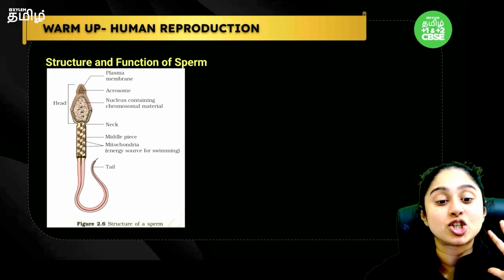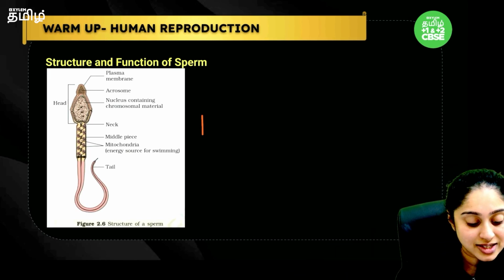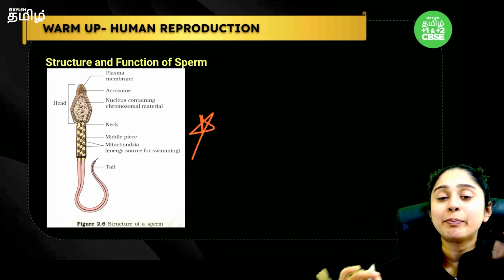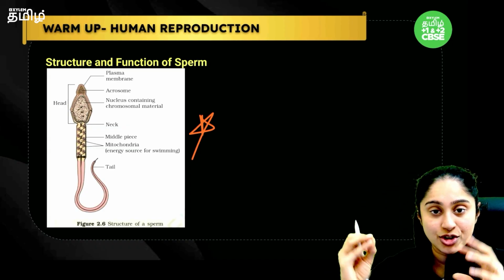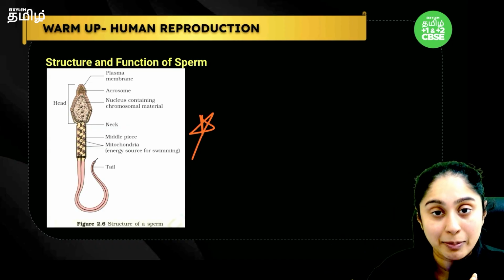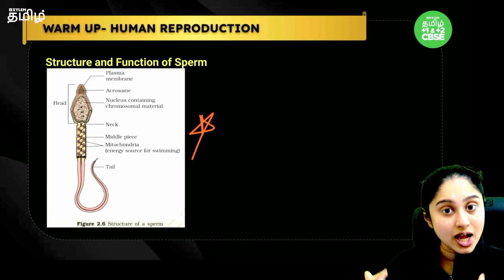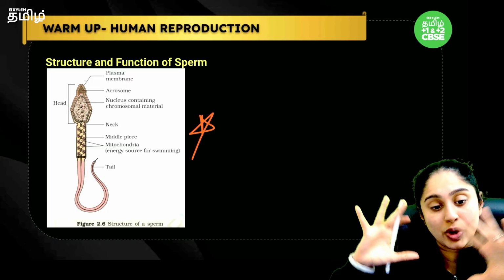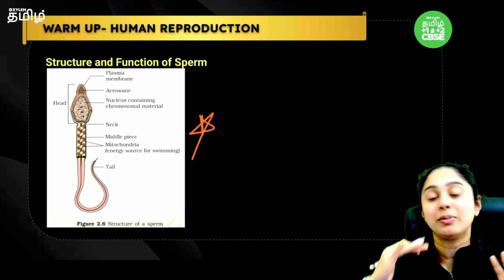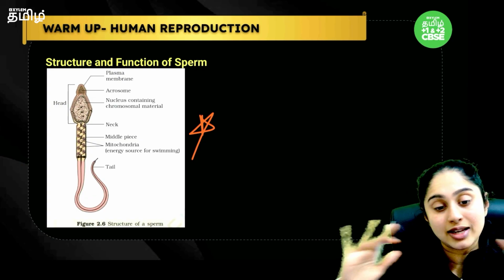Clear? This is the mature structure of the sperm. You can practice this diagram as well. Very simple: head, nucleus, acrosome. Then we have the neck with the centrioles. Then the middle piece with the mitochondria, spiral mitochondria. Then we have a tail which helps in swimming. Okay, so if you can mark all these parts and you are able to explain, then the entire section is complete.